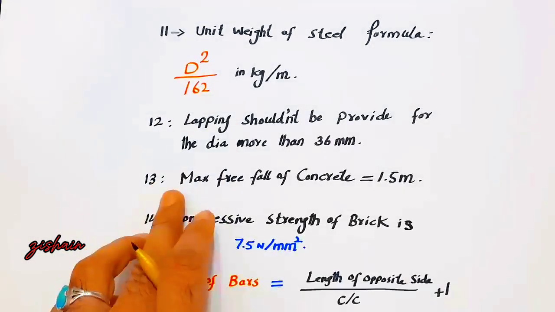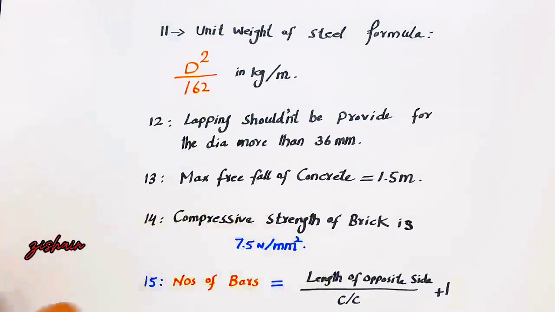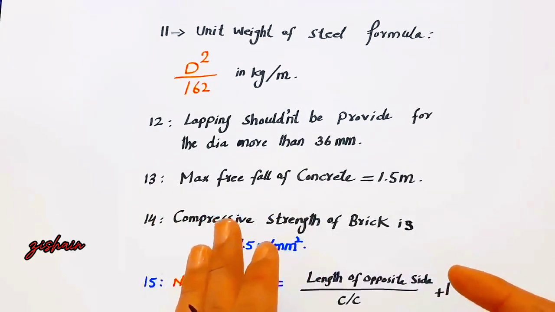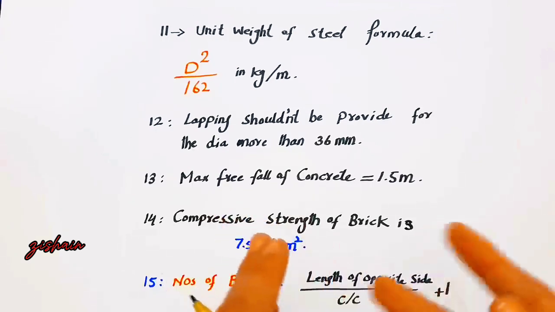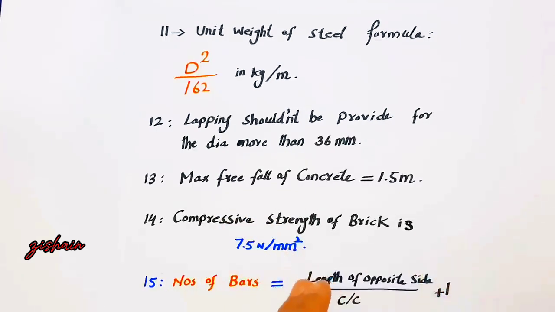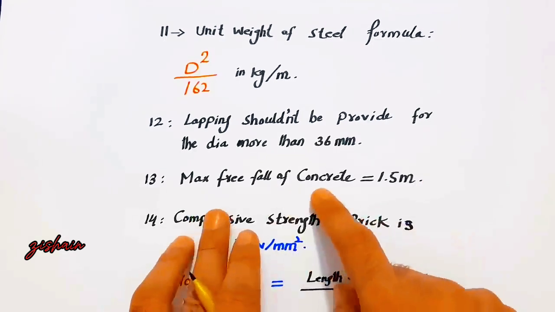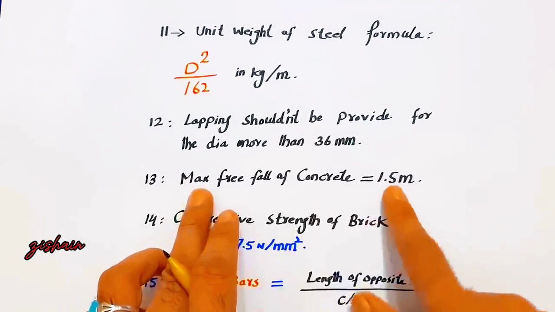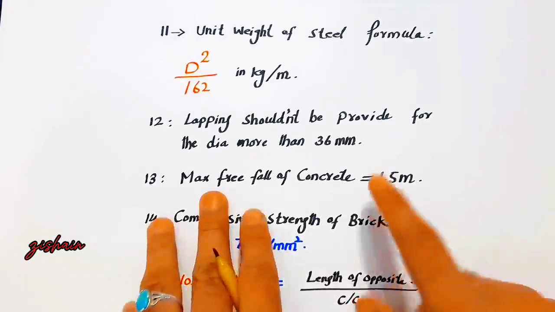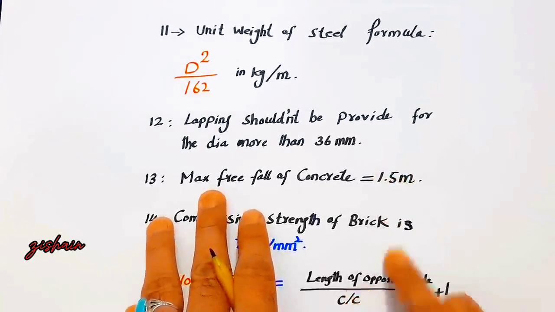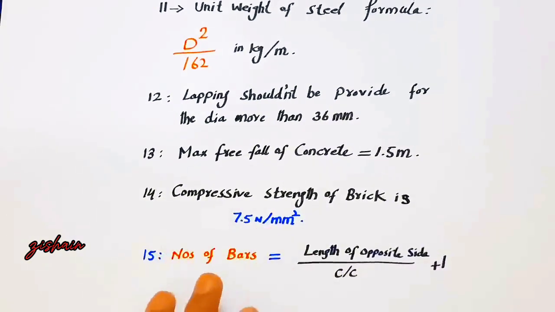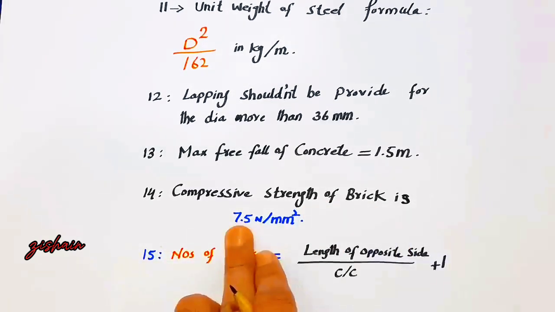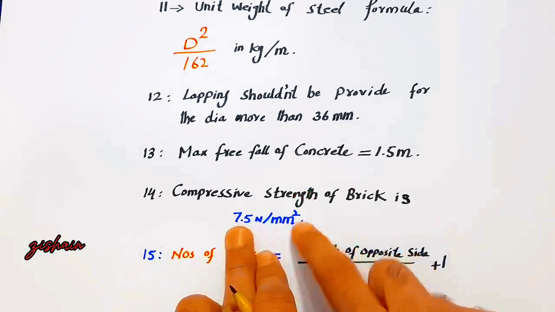Guys, the 13th one is max free fall of concrete. When we are pouring concrete in a slab or in any RCC member, the concrete height should not be more than 1.5 meter. So max free fall should not be more than 1.5 meter. Otherwise it will cause bleeding, segregation, etc. and you will face problems. Therefore, remember this point.